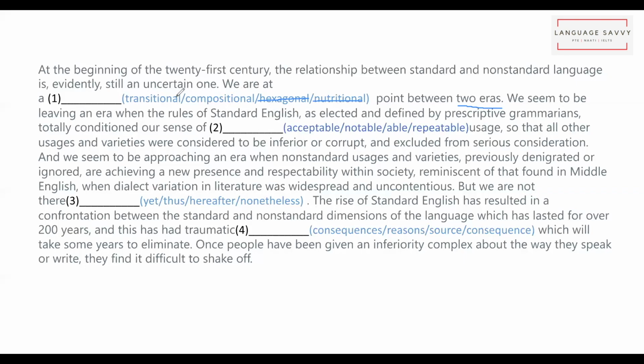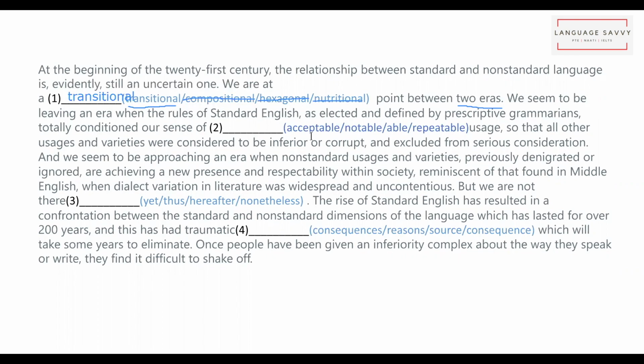Now we are left with transitional and compositional. Composition is like the structure of something, so we cannot use that for time as well. So now we are left with transitional. Transitional is the correct answer, also because we eliminated the others and it's the last one left. And there is one more reason, because transitional means where change is occurring. So we are at a transitional point between two eras. We are at a time where eras are changing.